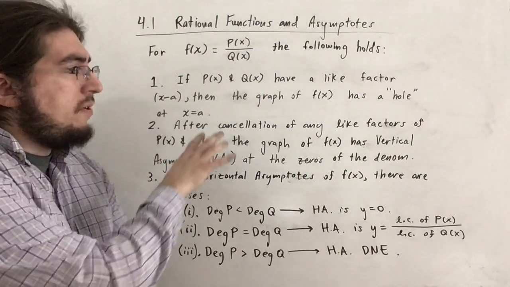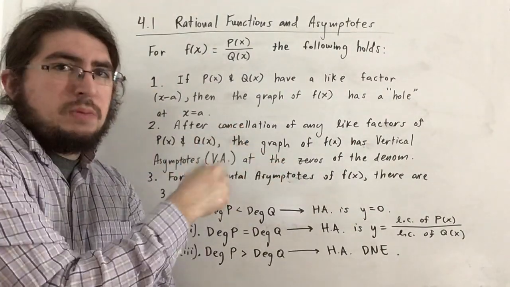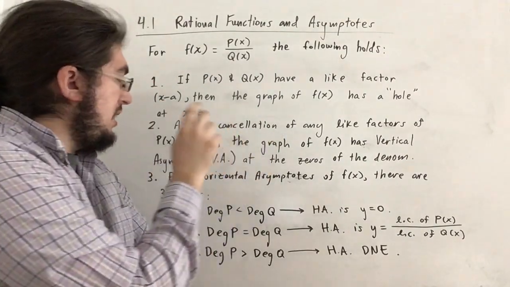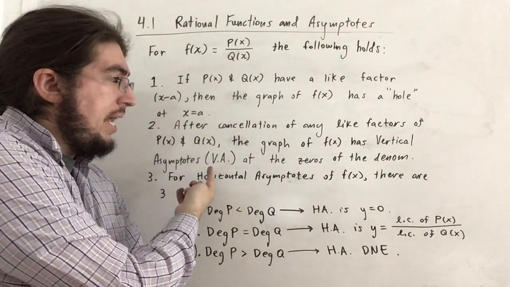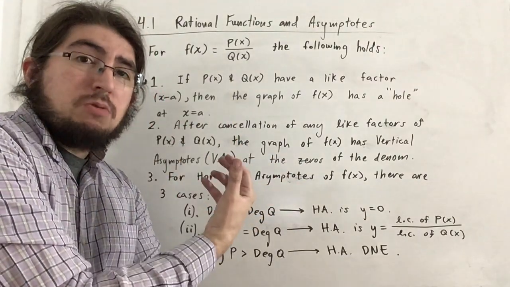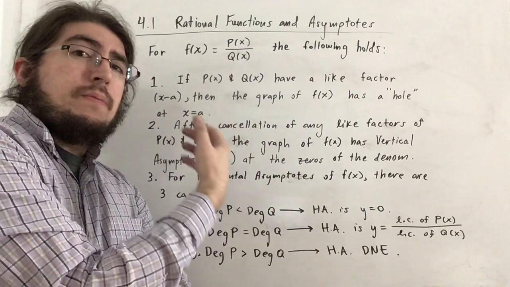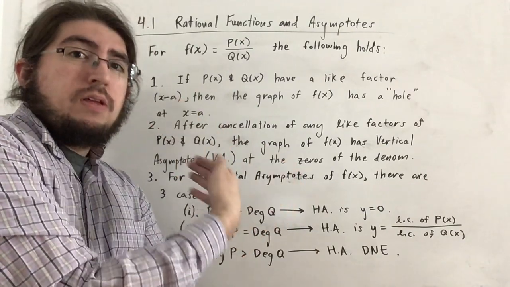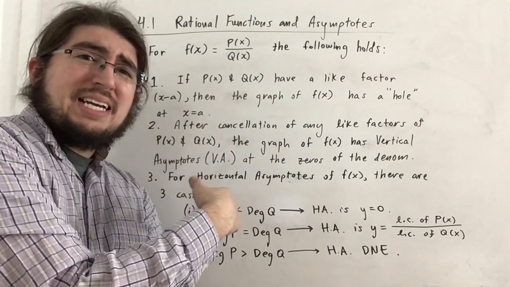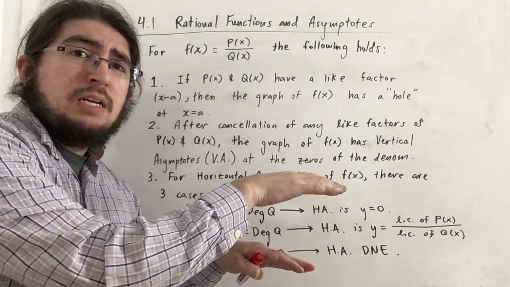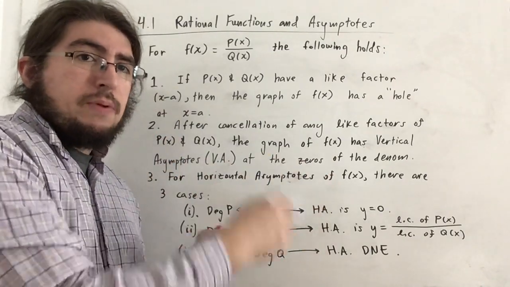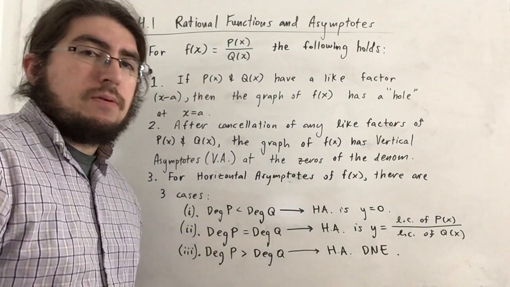So 2 says after cancellation of any like factors, so basically assuming there are no like factors of p and q, then the graph of f of x has vertical asymptotes, which I'll now call VA, at the zeros of the denominator. So when the denominator is equal to 0, basically the numbers we exclude from the domain, those are the vertical asymptotes, provided there's no cancellation. So back to that second example, the x minus 2 is cancelled, so there's only one vertical asymptote. If there was no cancellation, then there wouldn't be a hole, but now there would be 2 vertical asymptotes.